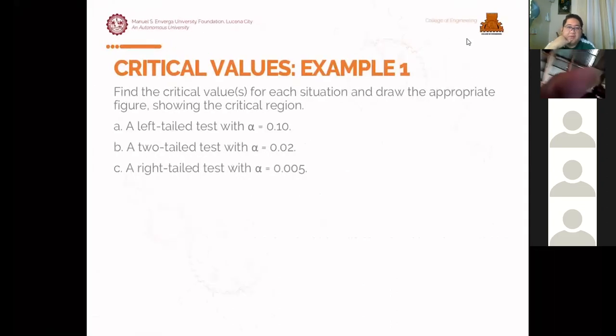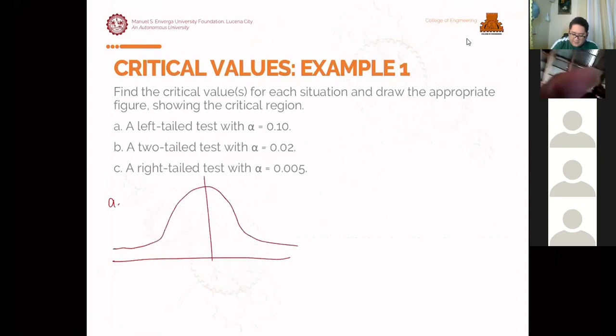Okay. Example number 1. So find the critical value of each situation and draw the appropriate figure showing the critical region. Okay? So letter A, left tail test with level of significance of 0.1. So left tail tayo. So ibig sabihin yung critical value natin is nasa left side nung mean natin. Okay? So ito yan. Yan yung critical value natin.